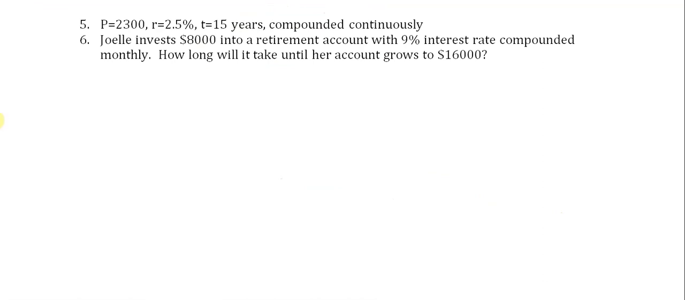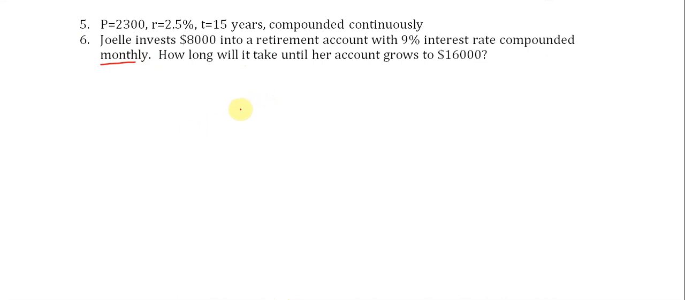All right, and I'm going to skip the next example, and I'll let you figure out how to apply it yourself. I'm going to do a different example that involves a different type of problem solving. So Joel invests $8,000 into a retirement account with 9% interest, compounded monthly, right? So monthly is 12 times per year. How long will it take until her account grows to 16,000?